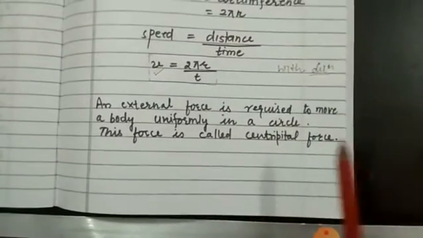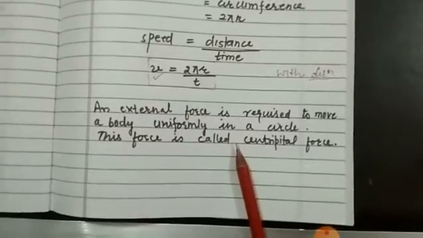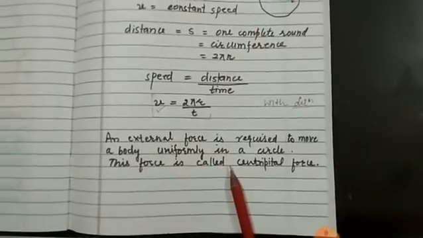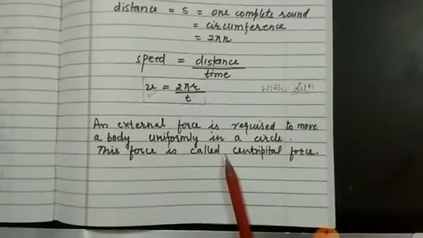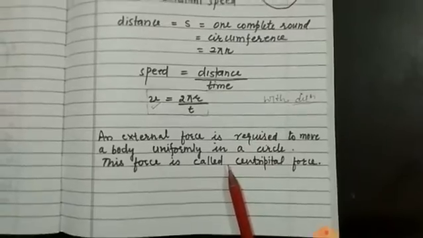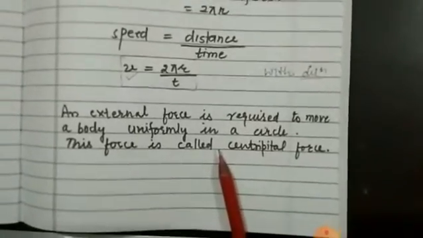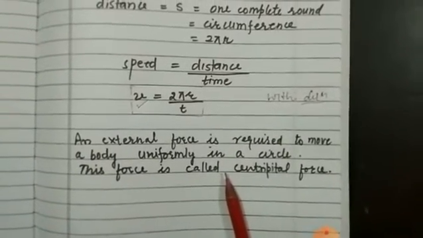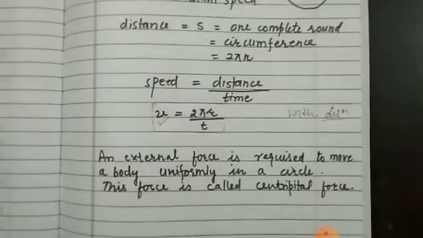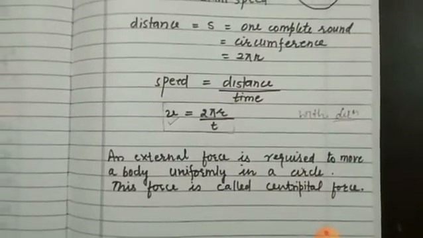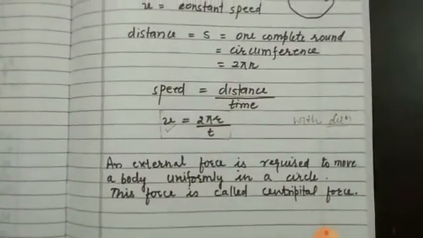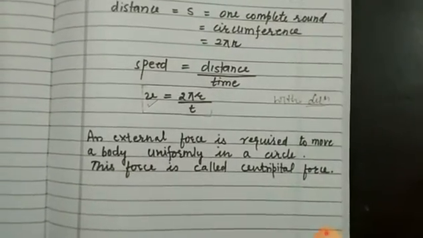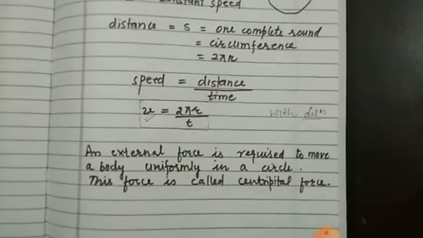So, in this lecture, we have completed the uniform circular motion, and one question is there: which quantity remains constant and which quantity is variable in uniform circular motion? The answer is the speed of the object is constant in uniform circular motion and velocity is variable. Why is velocity variable? Because the direction of the object is changing continuously at every point.